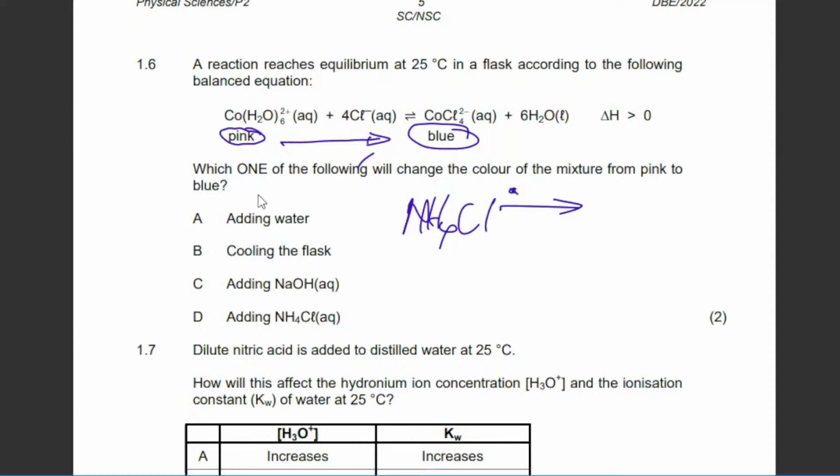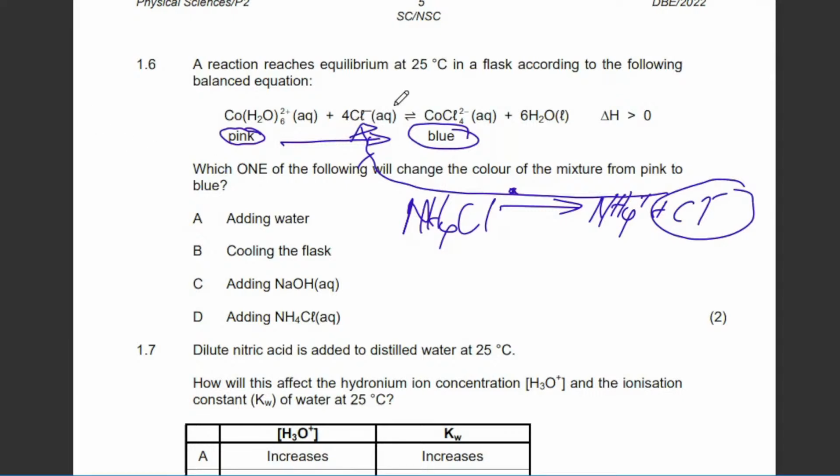It's going to give me ammonium ion plus a chloride. So this chloride will be more here. When it's more here, what's going to happen? It means that it's going to create a disturbance, and this disturbance is going to cause the reaction to shift to the right. And then the color will change from pink to blue. So the answer will become D.